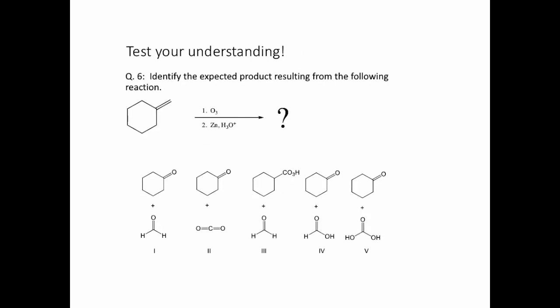Here we have another ozonolysis. Instead of dimethyl sulfide, we're using zinc and acid in the second step. And what would the 2 products be as a result? Would it be 1, 2, 3, 4, or 5? Each option shows the two possible products.